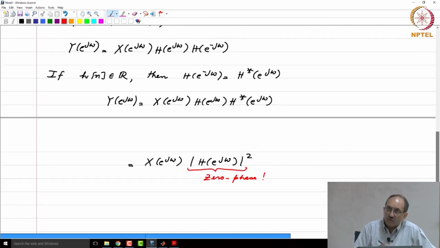Therefore, if you design your filter such that this is the frequency response that you finally want, then you would have achieved 0 phase filtering. Clearly, this is too good to be true. So, what is the catch here?